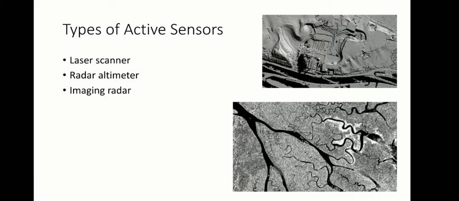Active sensors, as I have already explained earlier, are those which have their own source of electromagnetic radiation for illuminating the objects. Radar, that is radio detection and ranging, and LIDAR, that is light detection and ranging, are some examples of active sensor. A photographic camera becomes an active sensor when used with a flash bulb.